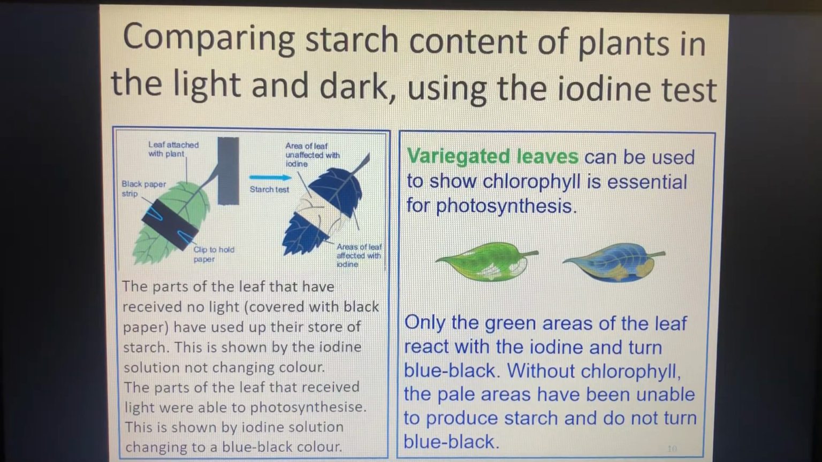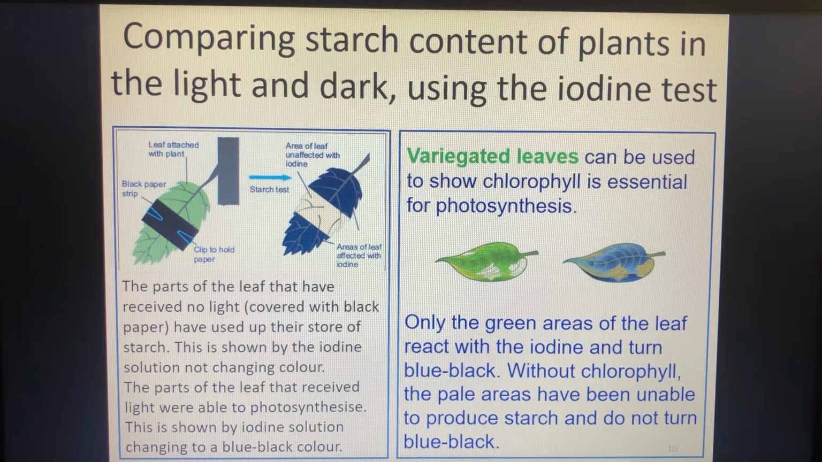Okay, so glucose is the small unit, the monomer, and we join lots of those glucose together in a straight line and we get starch. And starch can be tested using iodine solution, and iodine solution starts off orange. If it goes blue-black, like we can see here, then there is a presence of starch. And we've got 2 things to look at here, really: where we found the starch and where we would find it in a variegated leaf.